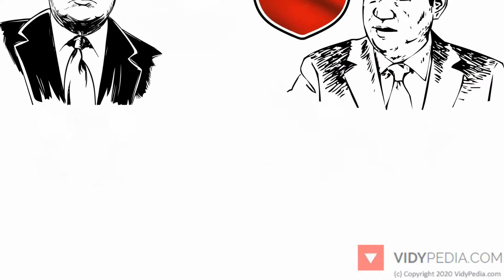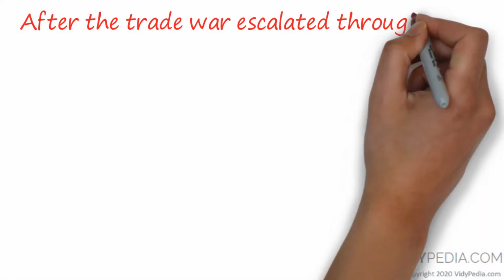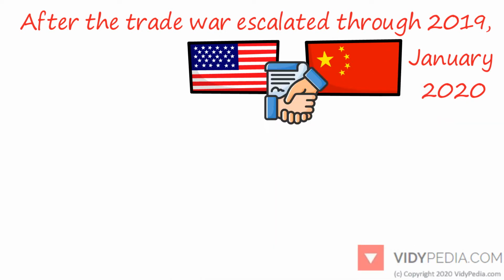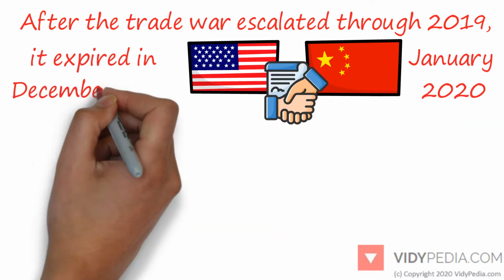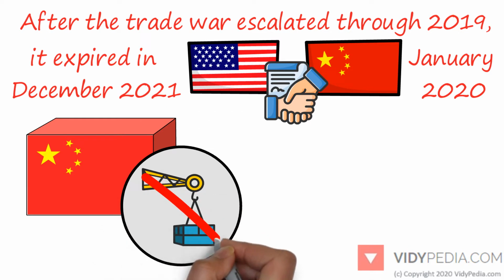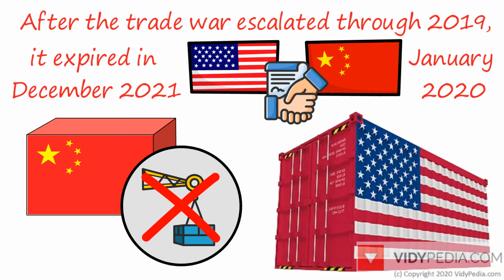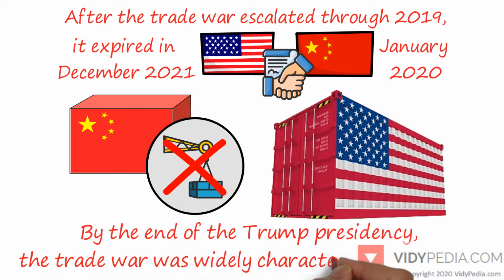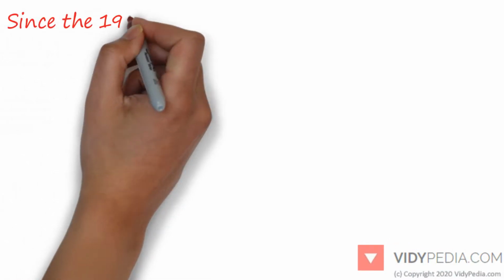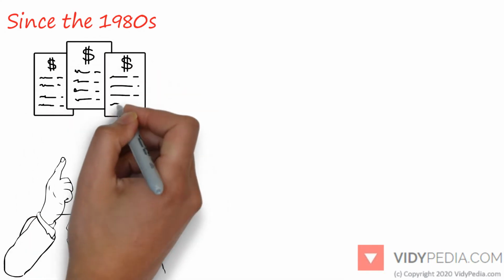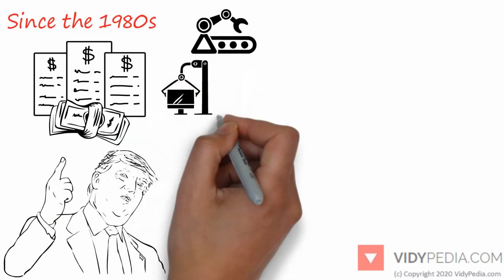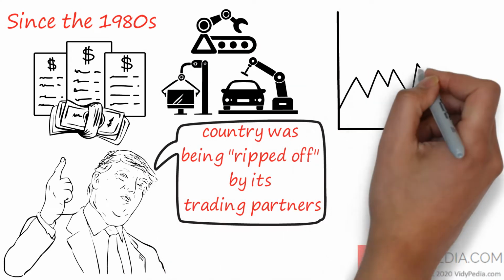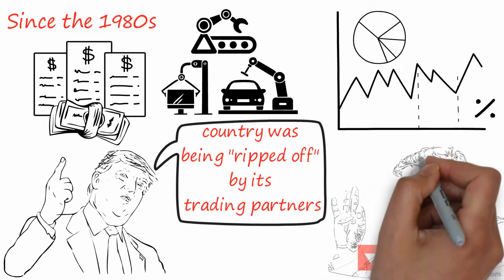retaliatory action. After the trade war escalated through 2019, in January 2020, the two sides reached a tense Phase 1 agreement. It expired in December 2021, with China failing by a wide margin to purchase American goods and services as agreed. By the end of the Trump presidency, the trade war was widely characterized as a failure. Since the 1980s, Trump had advocated tariffs to eliminate the US trade deficit and promote domestic manufacturing, saying the country was being ripped off by its trading partners. Imposing tariffs became a major plank of his presidential campaign.